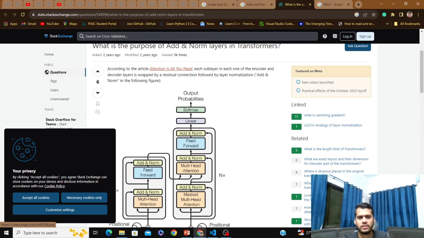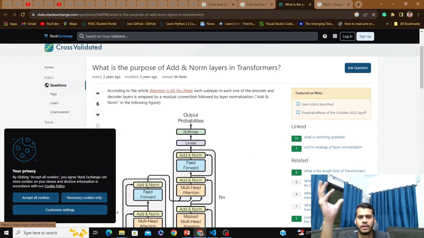What is the purpose of the Add and Norm layer in the transformer? According to the article "Attention Is All You Need", the Add and Norm layer is part of both the encoder and decoder layers. It is wrapped by a residual connection followed by layer normalization. Add and Norm is shown in the following figure.